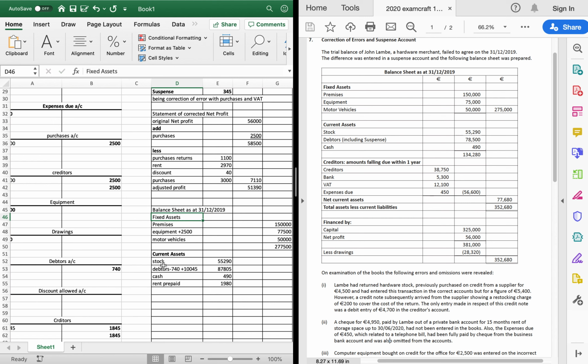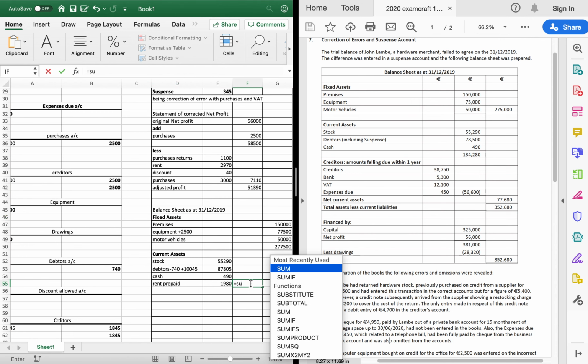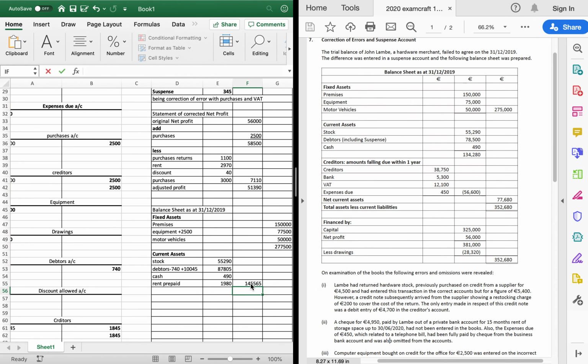All right, so they're your current assets. Onto your current liabilities.